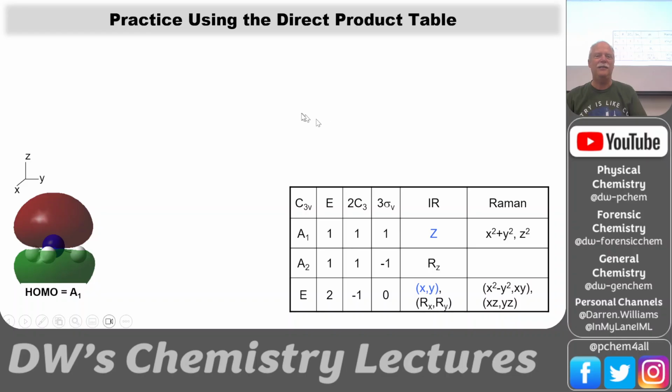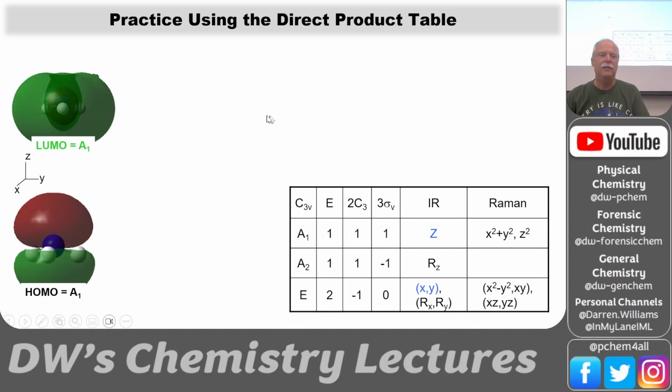Okay, so let's practice using the direct product table for a point group other than Ci. So here's ammonia. And here we have the HOMO to LUMO transition, which I talked about in organic.